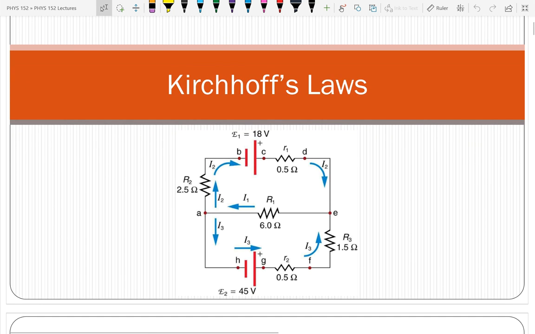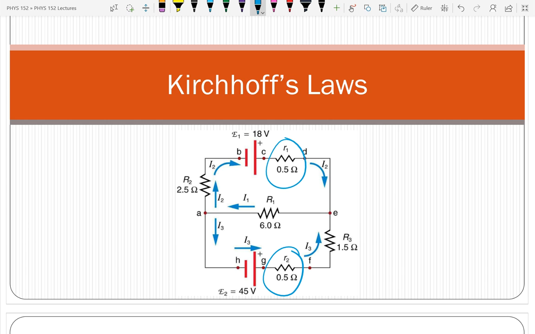So here's an example of a more complicated circuit. In the circuit, we have 1, 2, 3, 4, 5 resistors. 2 of those resistors are written with a lowercase r, this one and this one. That's because those are a way of modeling a real battery versus an ideal battery. So we're going to start today by talking about how we model a real battery based on an ideal battery.